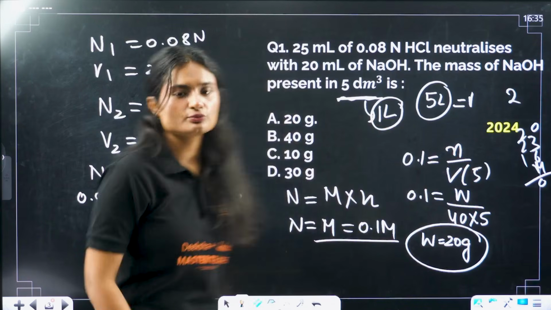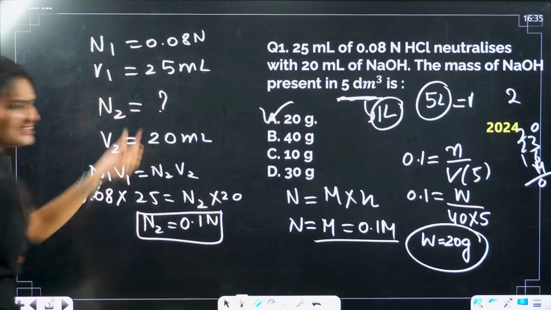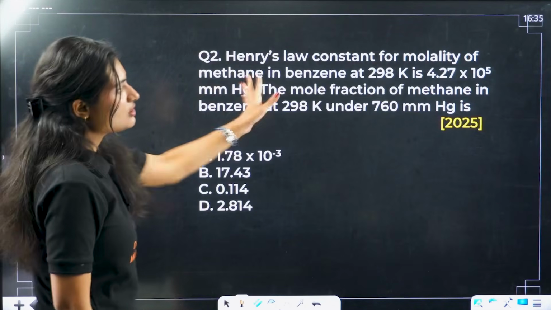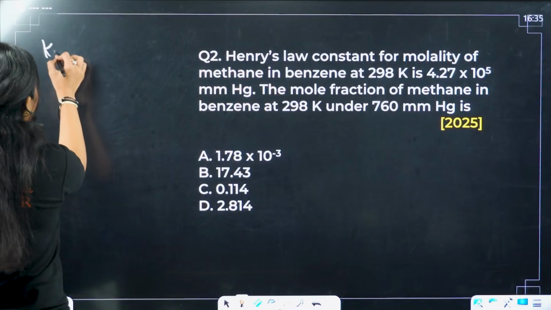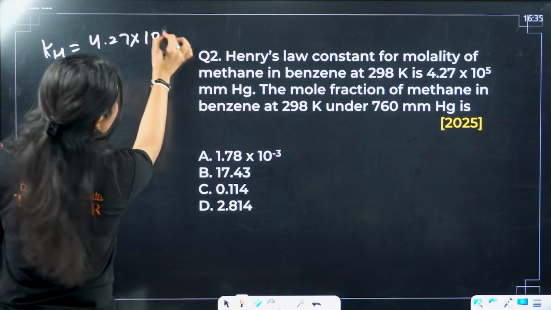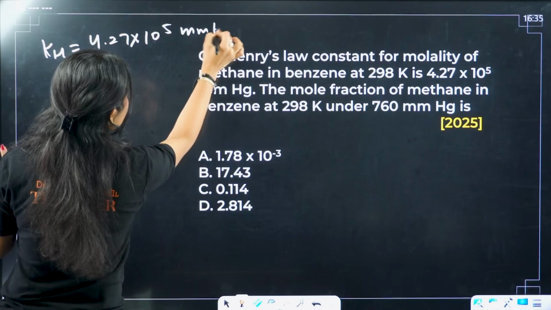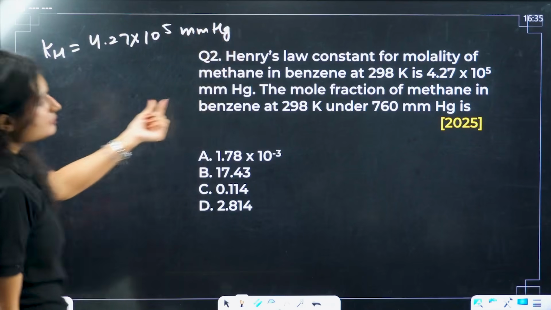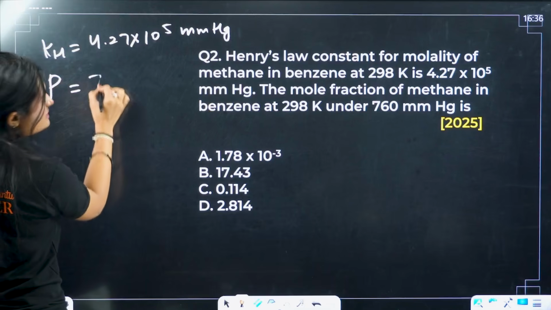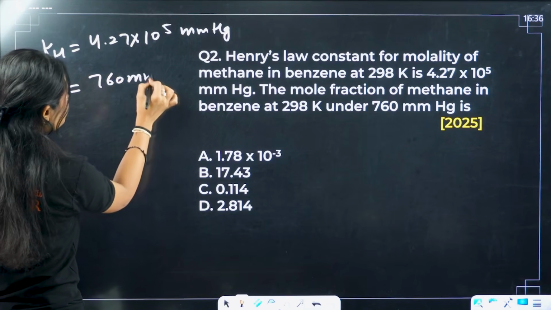So weight comes out to be 20 gram. Few concepts are being used, right? Yes. Next question. Henry's law constant is given. So we are given Henry's law constant, which is 4.27 times 10 raised to power 5 mm Hg. Clear? The mole fraction we need to find when the pressure is already given. Pressure is also given, 760 mm Hg.